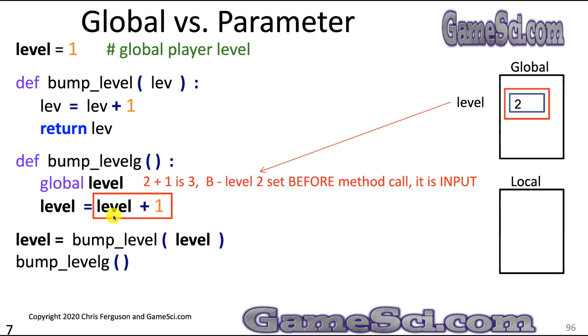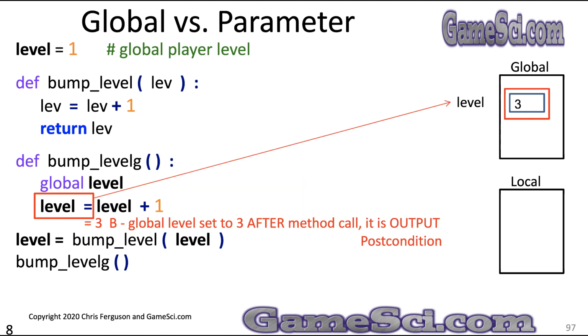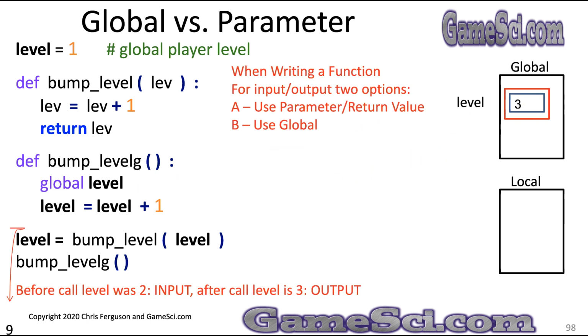The 2 from the global variable gets 1 added to it, and a 3 is calculated. Option B says level is 2, set before the method is called. That was input to the function. The 2 in the global variable was the input to the function. We calculate the 3 and assign the 3 back into the global variable. Option B was global level is set to 3 after the call. This is the output from the function. It's also called a postcondition from the function. Before this function was called, we had a 2 in this variable. That was input. After this function is called, we have a 3 in this variable. That is output. When we return from bump level G, we have updated the global variable.